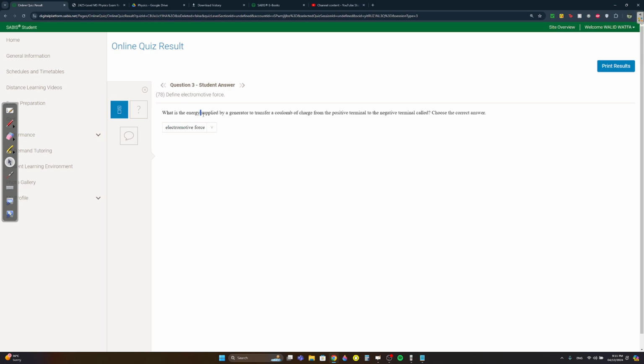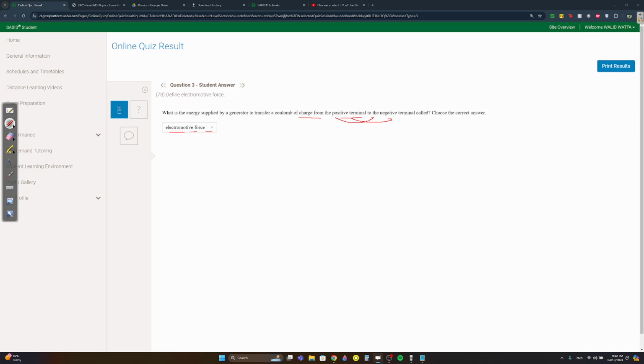Here, they asked what's the energy supplied by a generator to transfer a coulomb of charge from the positive to the negative. It's the EMF, right? I got this wrong in the exam because they worded it differently. They said, what is the total amount of energy that is converted in a battery? Converted in a battery is EMF. As long as you're speaking inside the battery, it's always EMF.